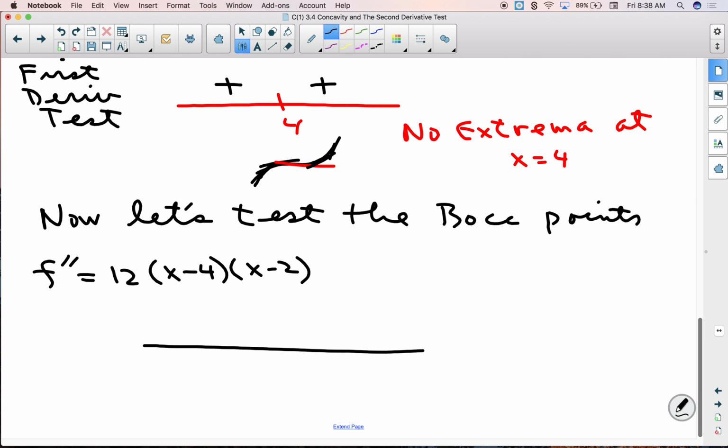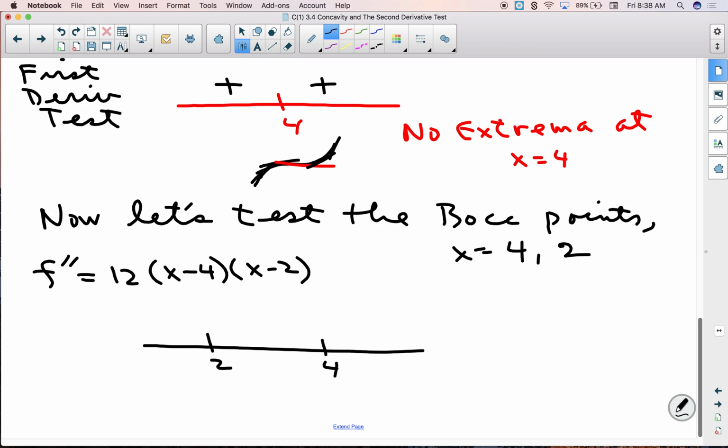Listen, both the first derivative test and the second derivative test are extrema tests. They're not inflection point tests. So what are we testing for? We're testing to see if concavity changes here. So what were the critical points? 4 and 2. All right, critical points 4 and 2.